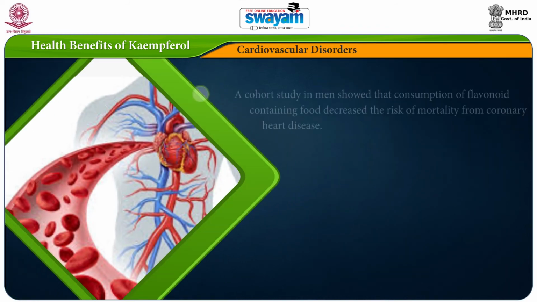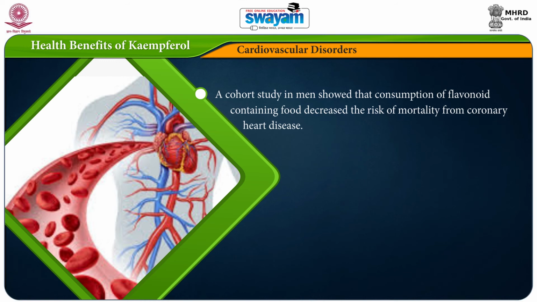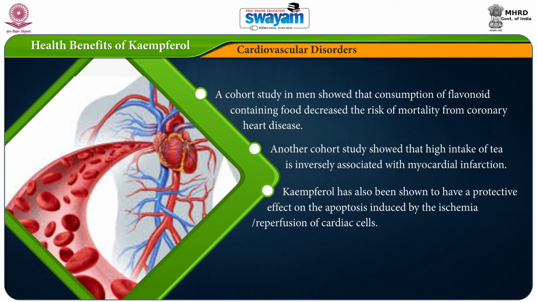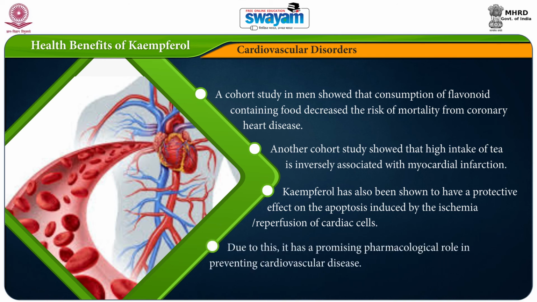Cardiovascular disorders. A cohort study in men showed that consumption of flavonoid-containing food decreased the risk of mortality from coronary heart disease. Another cohort study showed that high intake of tea is inversely associated with myocardial infarction. Kaempferol has also been shown to have a protective effect on the apoptosis induced by ischemia and reperfusion of cardiac cells. Due to this, it has a promising pharmacological role in preventing cardiovascular disease.